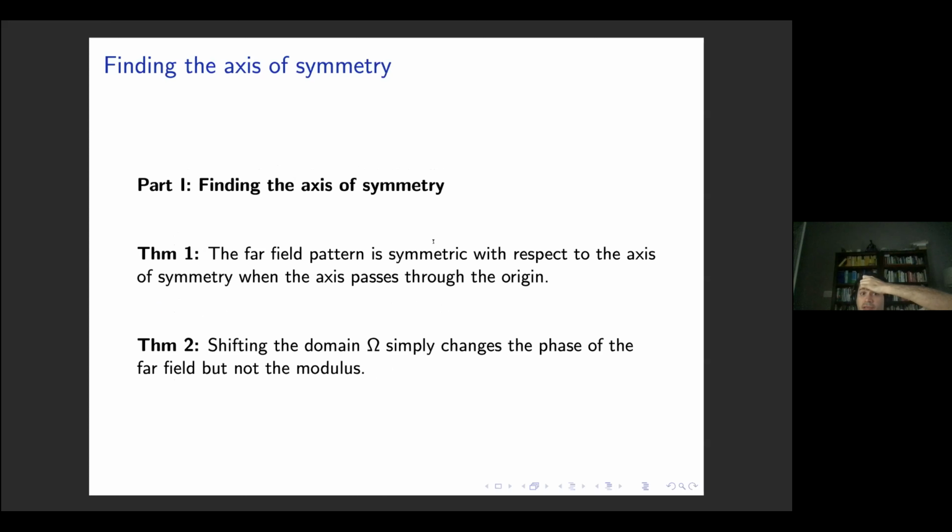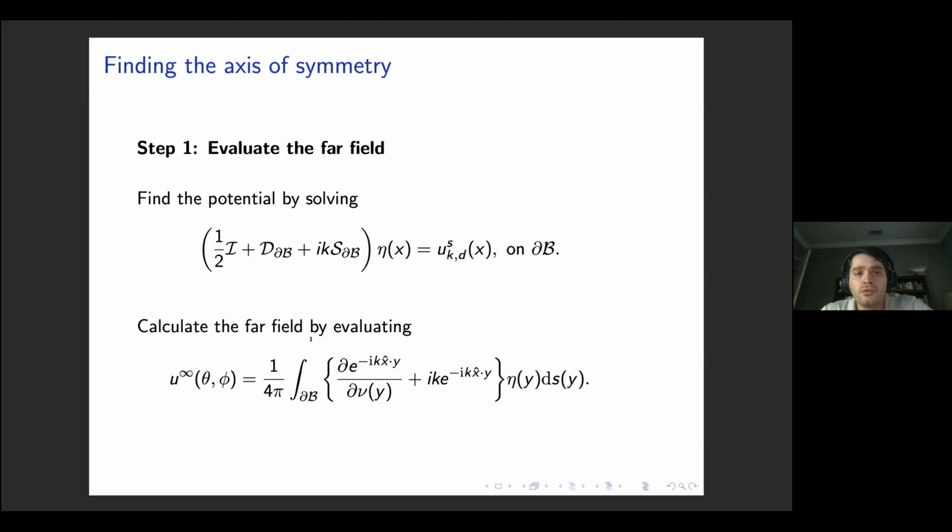So to find the axis of symmetry, we're going to use the far field pattern. There are two theorems here. One says that the far field pattern is symmetric with respect to the axis of symmetry. And the second one is that if you shift the domain omega, it simply changes the phase of the far field; it's not going to change the modulus of the far field. So let's go through the step-by-step of this procedure really quickly.